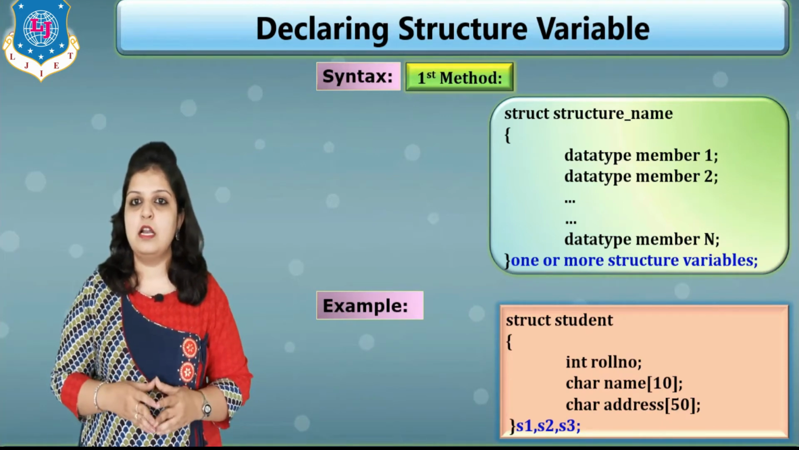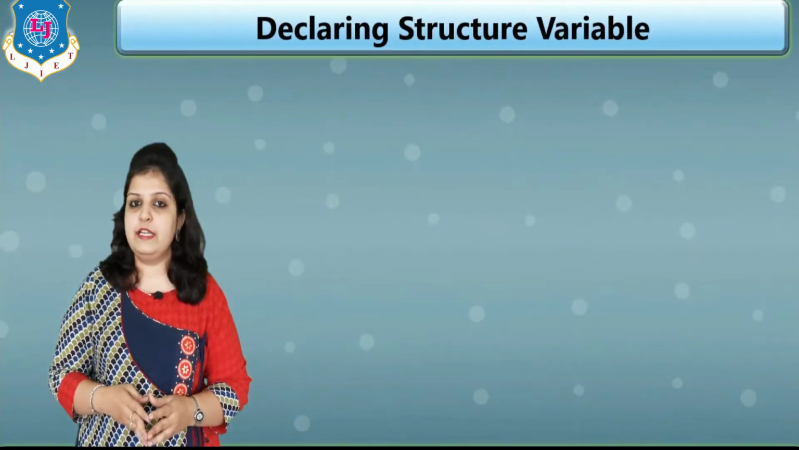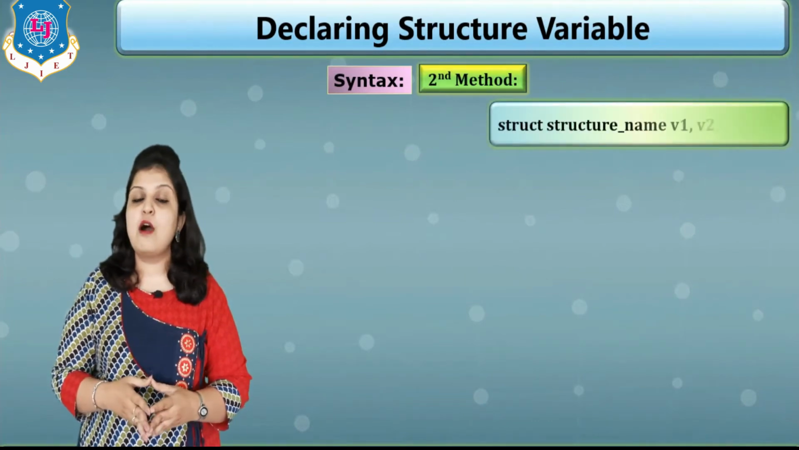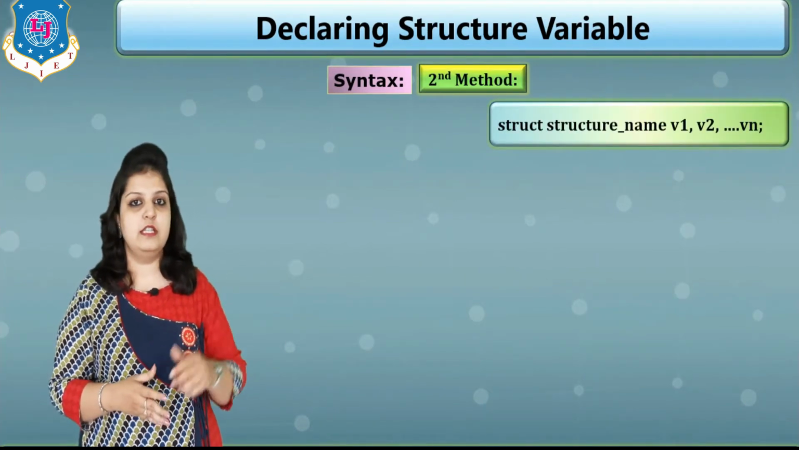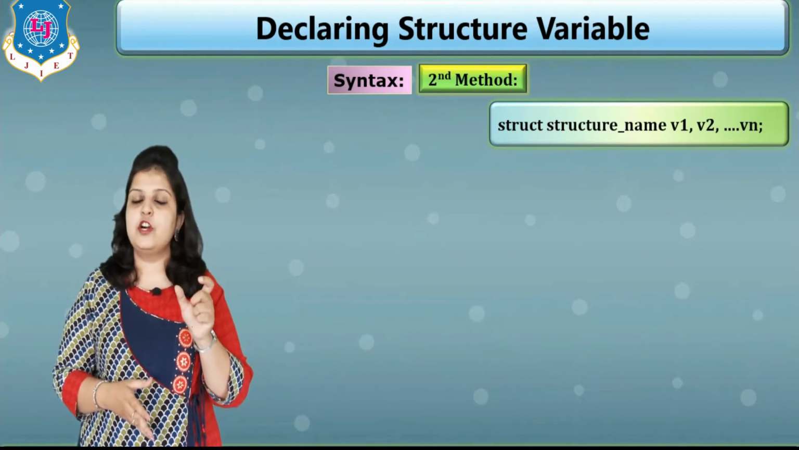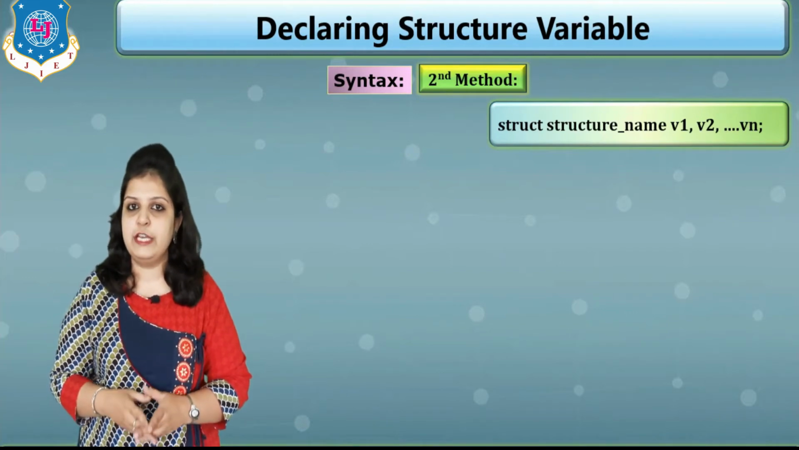Now let's see another method. If you want to declare a structure variable in the main function, then it is possible. So how can we declare it? Just see the syntax: first you have to write the struct keyword, then your structure name, and then your structure variable name.